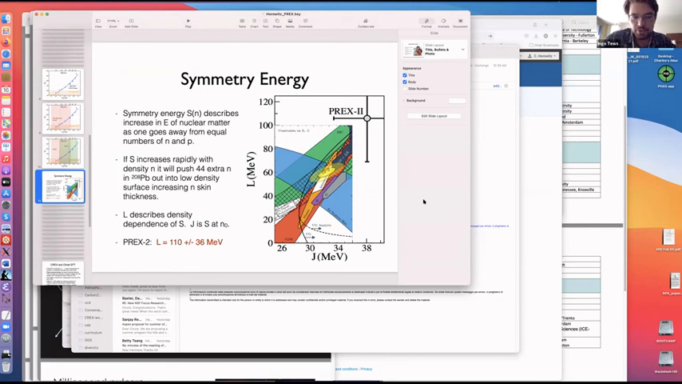But let's say there was PREX-3 or PREX-4, and they would confirm this mean of L is 110 MeV, and the uncertainty would be smaller. What would you say, Chuck, is the problem with everything else?